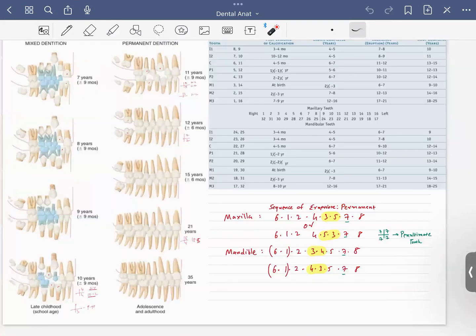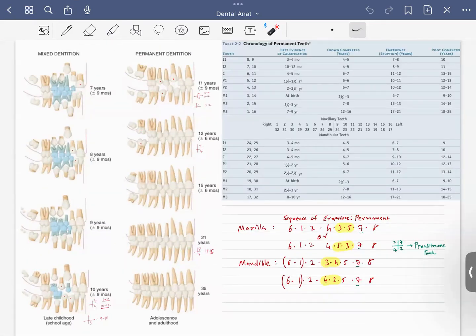All right, so just now we saw the sequence of eruption for the primary dentition. What was the sequence for primary? A, B, then D, C, E. That was the sequence of eruption for the primary dentition, either maxilla or mandible, for all of them. Okay, but for the permanent dentition, the sequence of eruption is different for maxilla and different for mandible.